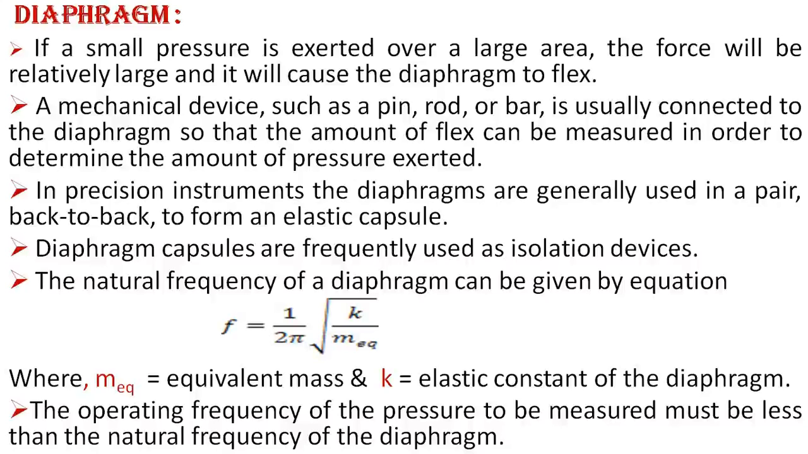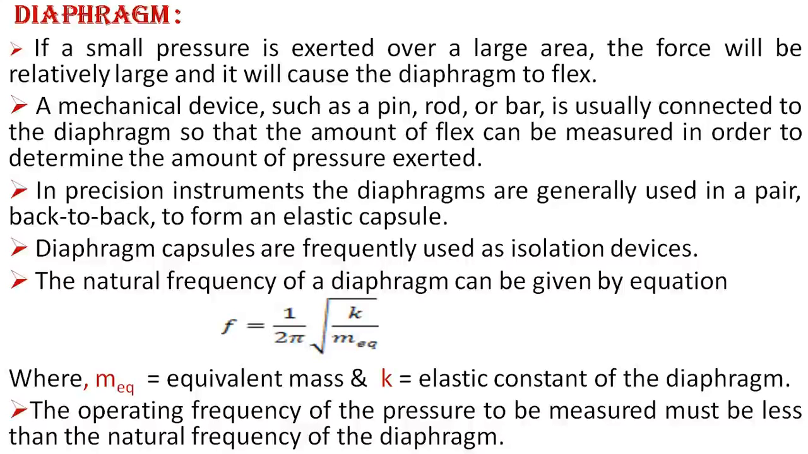The natural frequency of a diaphragm can be given by an equation. f is equal to 1 upon 2 pi times the square root of K upon M equivalent. M is the equivalent mass of the diaphragm and K is the elastic constant of the diaphragm. The operating frequency of the pressure to be measured must be less than the natural frequency of the diaphragm.